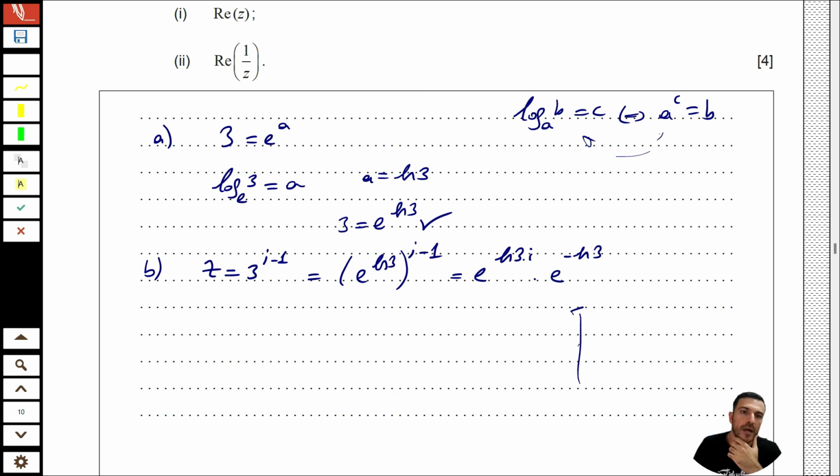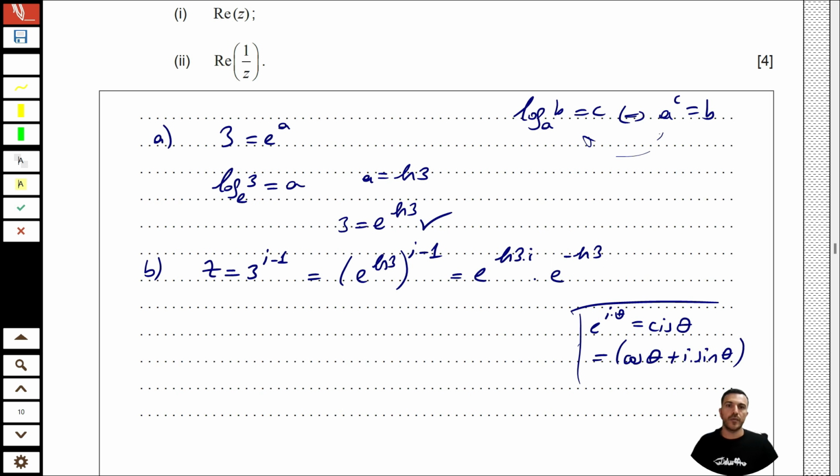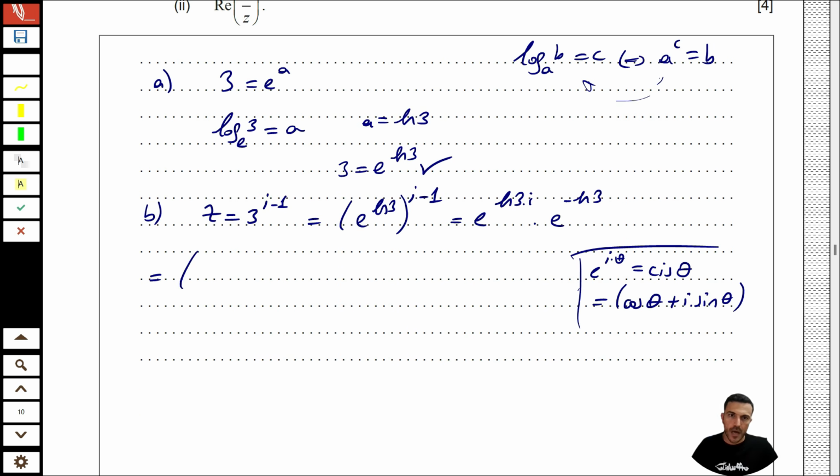And we need to remember now the polar form, I mean Euler form of a complex number. What is Euler form? If there is e to the power of i times theta, it means cis theta. What is cis? It is cosine theta plus i times sine theta, right? So let's use this. And I will write cosine, because I know that the angle is now ln 3, cosine ln 3 plus i times sine ln 3, right? Times e to the power of minus ln 3.